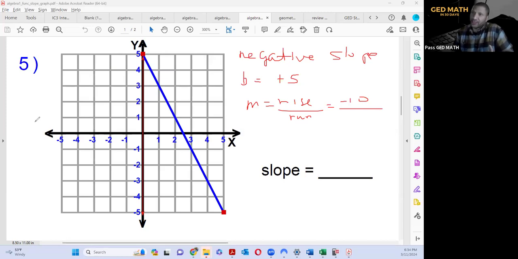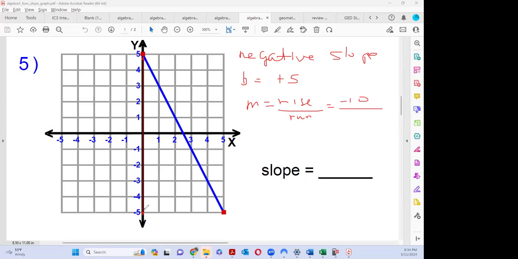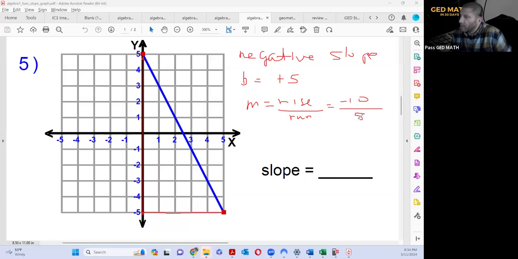Now, in order to get to that second point, what direction do we have to go now? To the right. Count with me: 1, 2, 3, 4, 5. So my run is +5.